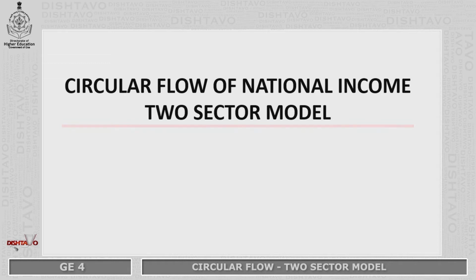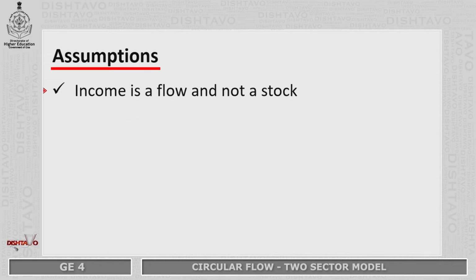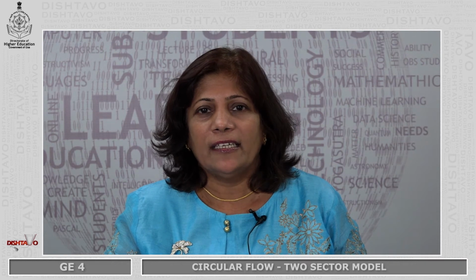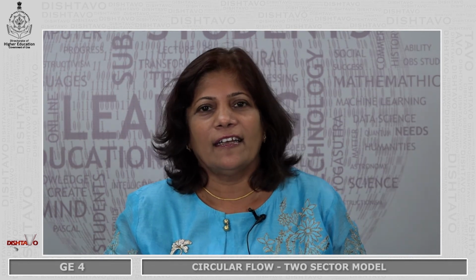This model begins with a basic assumption. Income is a flow and not a stock. Let me elucidate this statement using a very simple example. A student travels to the college in a bus. He pays the bus fare to the bus conductor. So money now has moved from the pockets of the student into the hands of the conductor. At the end of the day, the conductor hands over the money to the bus owner. So money now has moved from the hands of the conductor into the hands of the bus owner.